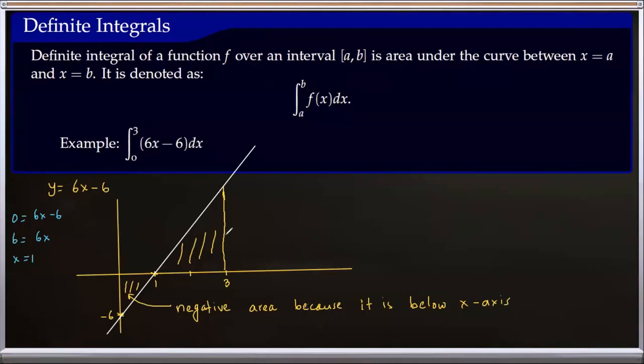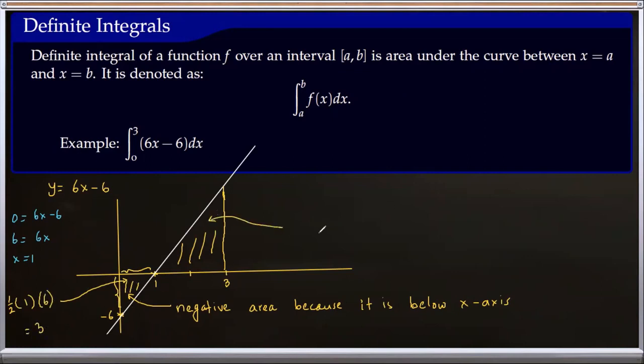Okay, so let's quickly find out the area of these two triangular regions. So the area of this one will be 1/2. I can say the base is this one, so 1/2 times 1 times the height, which is 6. The area of this region is 3.